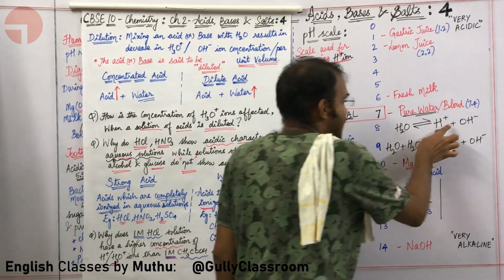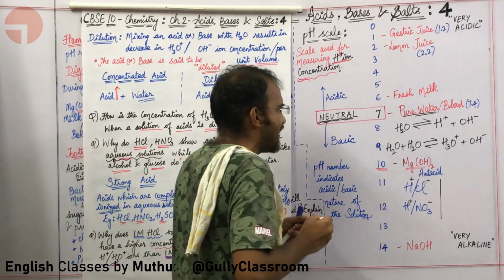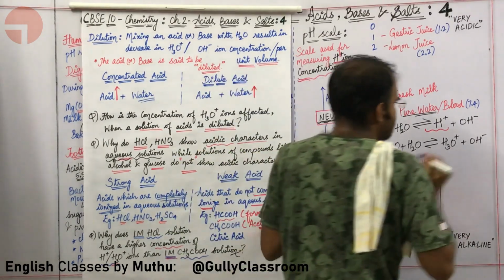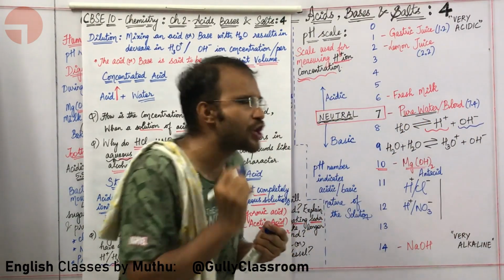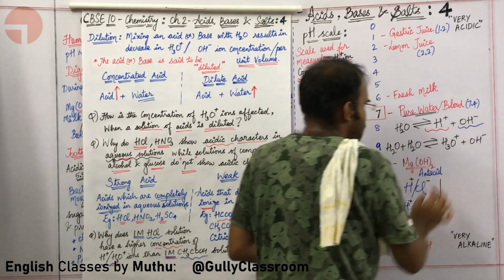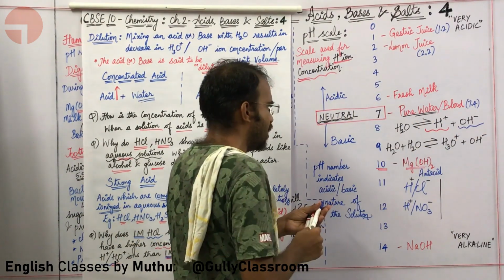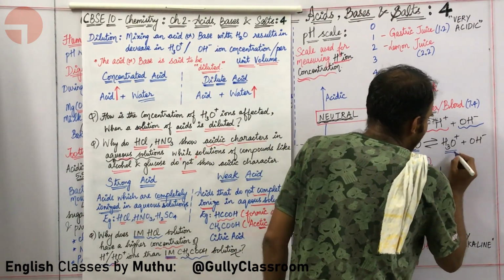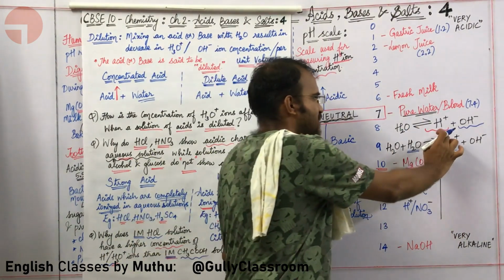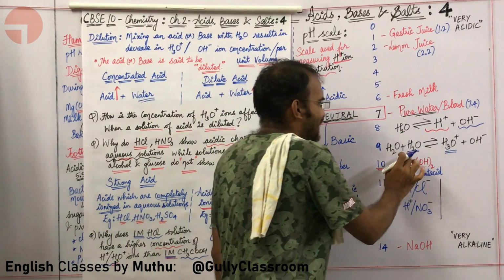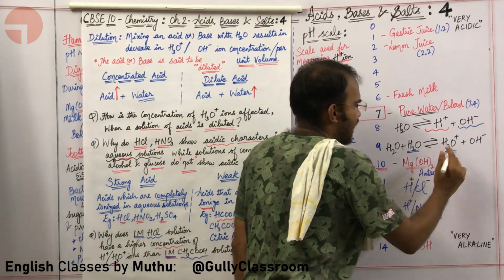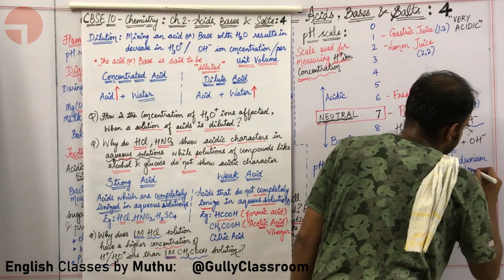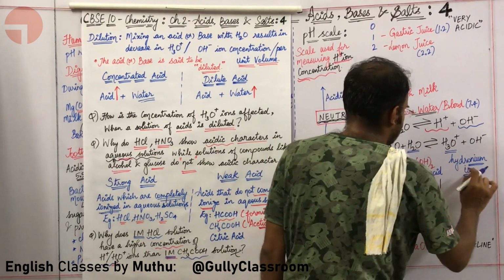If H plus ions are more, it is called an acid. If OH minus ions or hydroxide ions are more, it is called a base. Since H plus ions will not be alone, I am adding another water molecule right here and putting a hydronium ion over here. Are you comfortable with this particular equation?